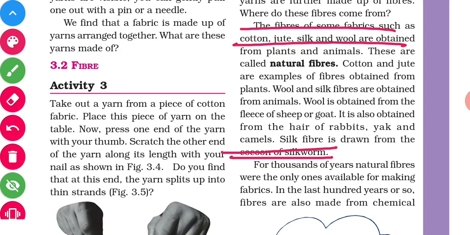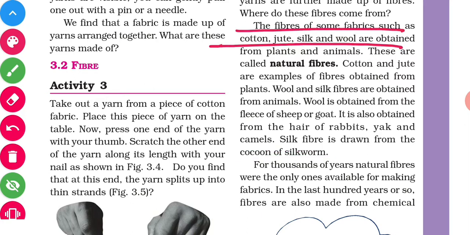Some fibers are obtained from plants or animals, and those are known as natural fibers, like cotton and jute. They are examples of natural fibers. Wool and silk are also examples of natural fibers because they are obtained from animals. Wool is obtained from sheep, and silk is obtained from the cocoon of the silkworm.